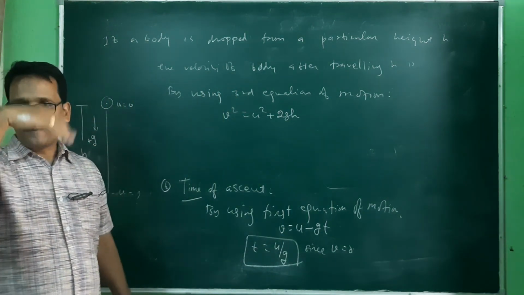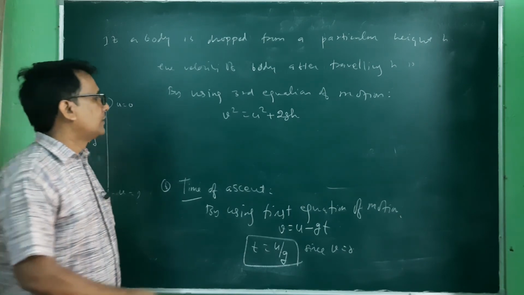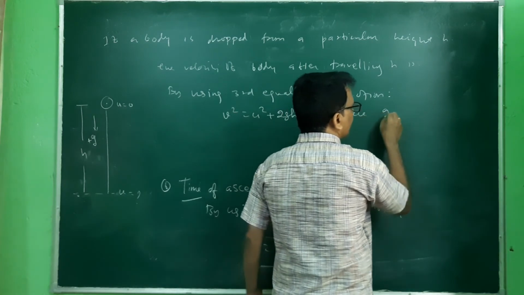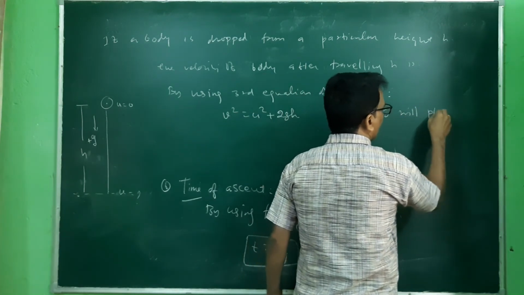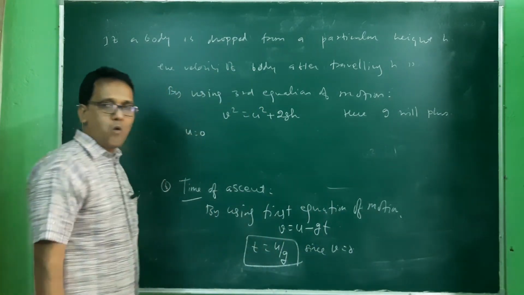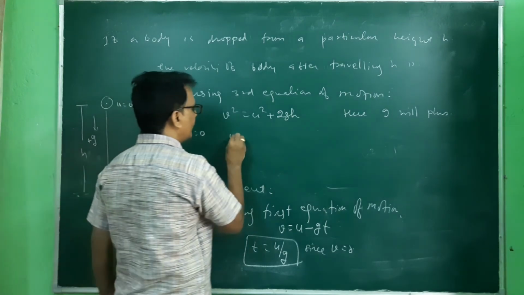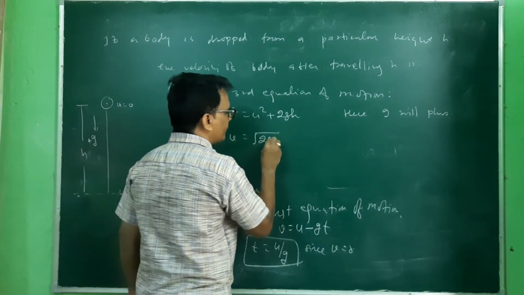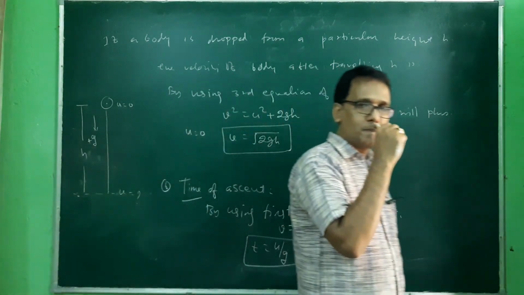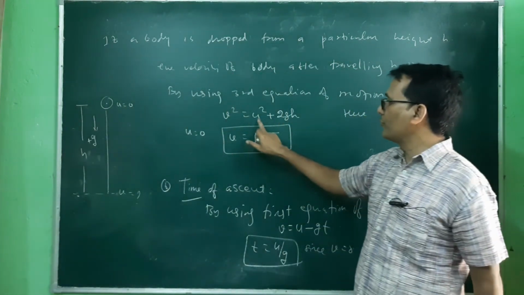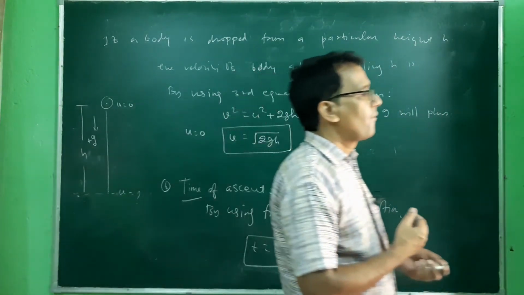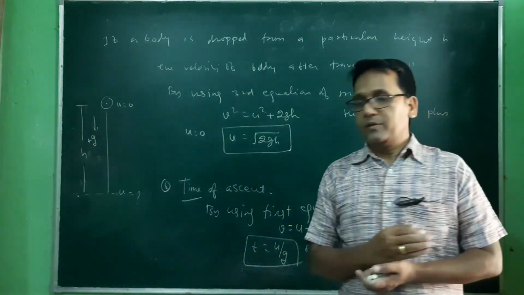Why plus? Because the body is dropped, so here g will be plus. The initial velocity u is equal to 0. So we can calculate v, it is equal to root of 2gh. We put u equal to 0, so we can solve this for v.